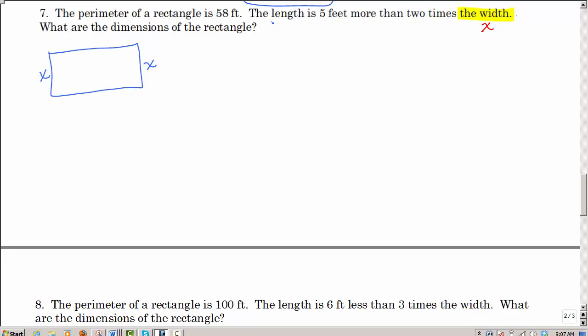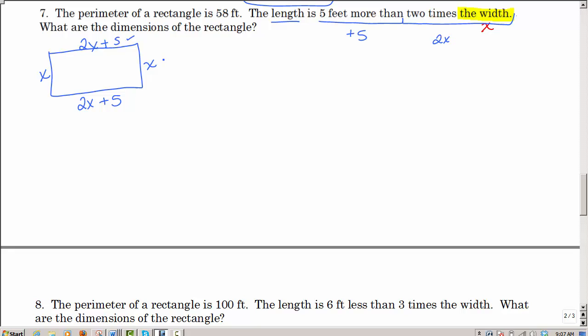The length is 5 feet more than. That means I'm going to add 5, but not just to x, 5 feet more than 2 times the width. That's 2x, 2 times the width. So the length is 5 feet more than 2 times the width. Now the width is just x, the length is 5 feet more than 2 times.